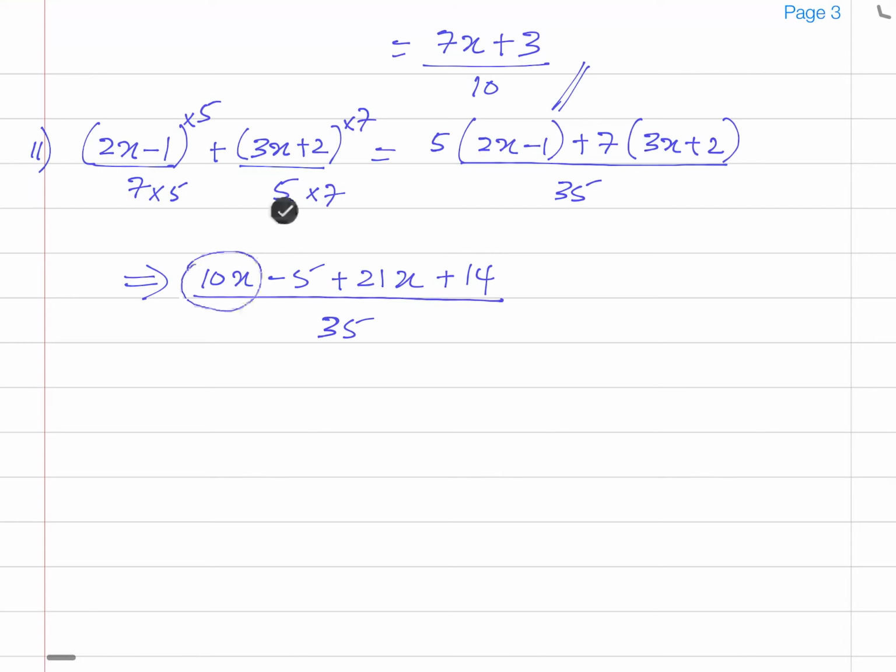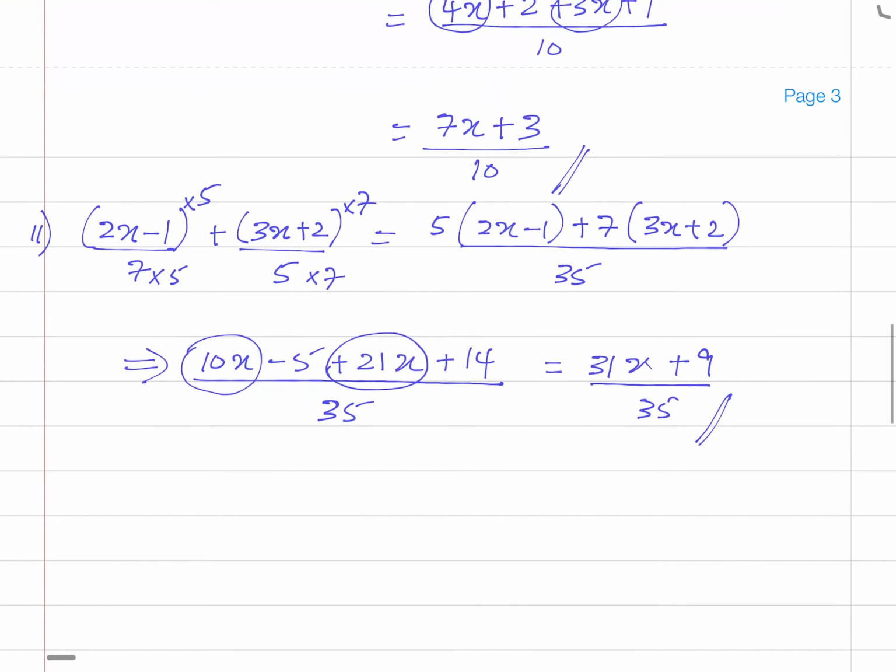Now we will collect the similar terms. 10x plus 21x is going to be 31x. Then minus 5 plus 14 is going to be plus 9. The whole thing divided by 35, and that would be the answer. So that's all.